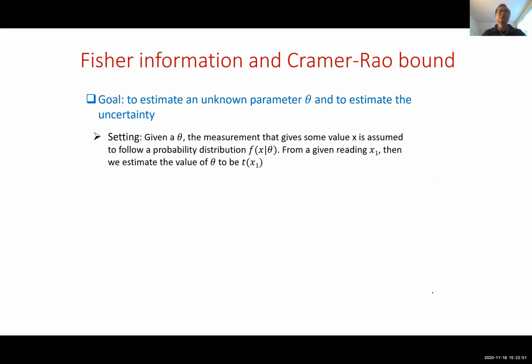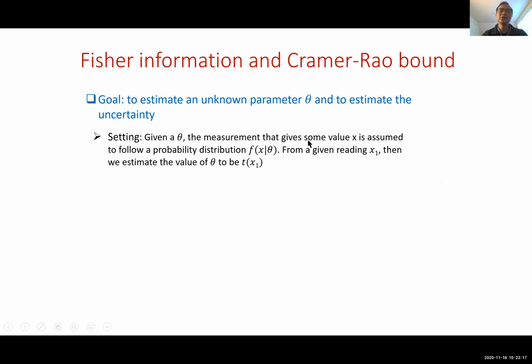So let me introduce the setting. As before, the goal is to estimate an unknown parameter theta. It could be multiple parameters, but let's just use the simple setting. Then we only want to know this parameter theta, and we want to know its uncertainty when we estimate that.